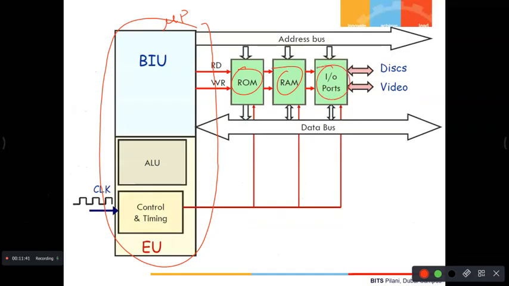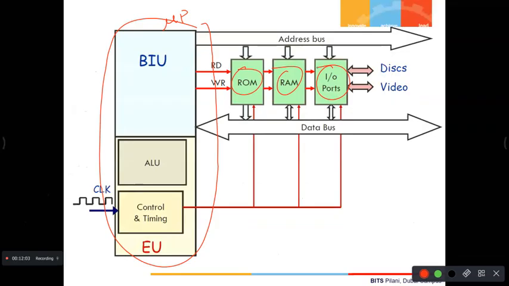What are IO ports? IO ports are a place, a connection to your keyboard, your display, your printer. All those things are called IO ports, right? And also you can see that there are two buses here.